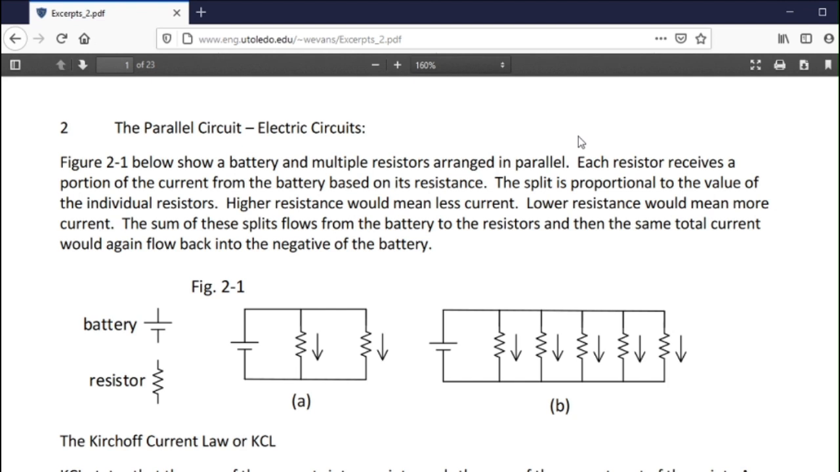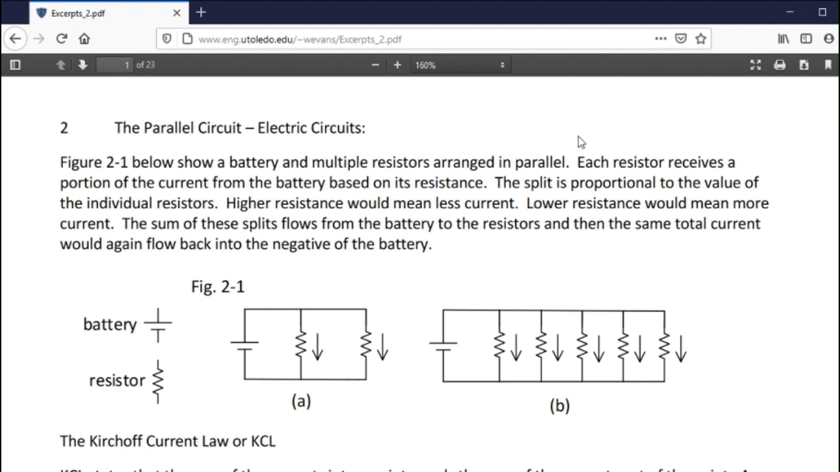Figure 2-1 below shows a battery and multiple resistors arranged in parallel. As you can see, each of the individual resistors basically gets a portion of the current that goes through that circuit. The split is proportional to the value of the individual resistors. Higher resistance means less current. Lower resistance would mean more current.